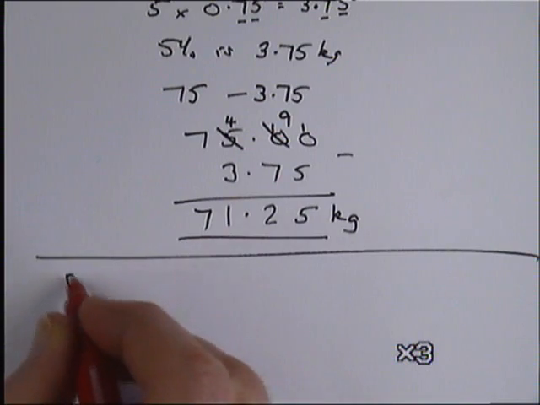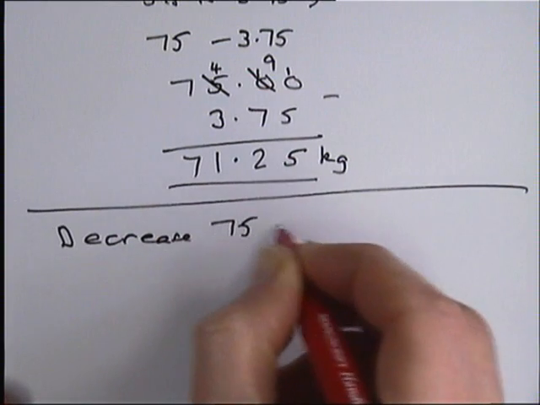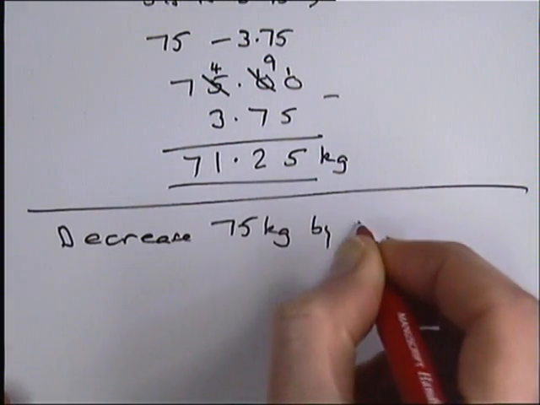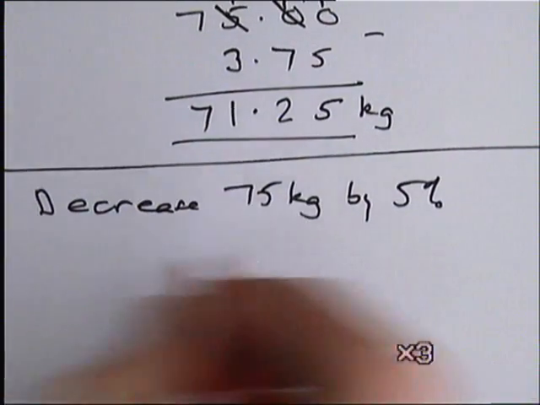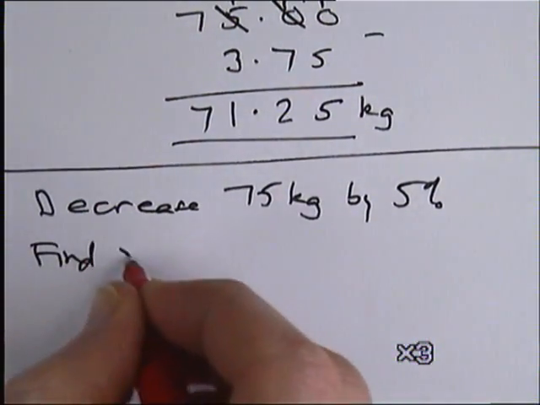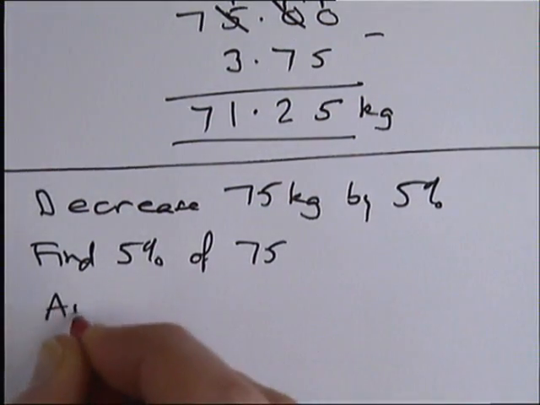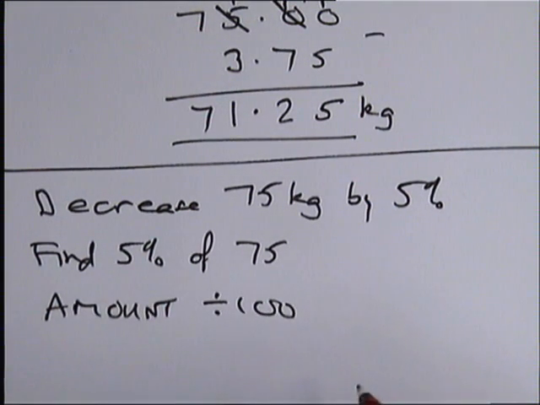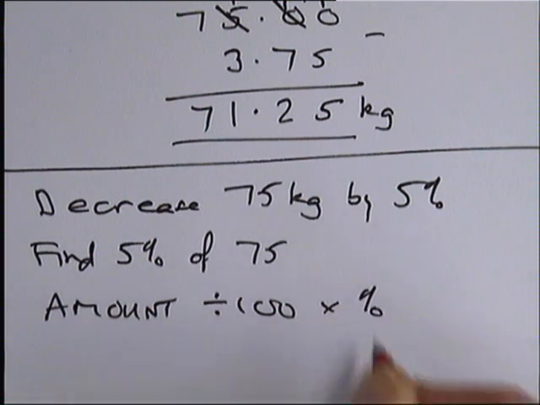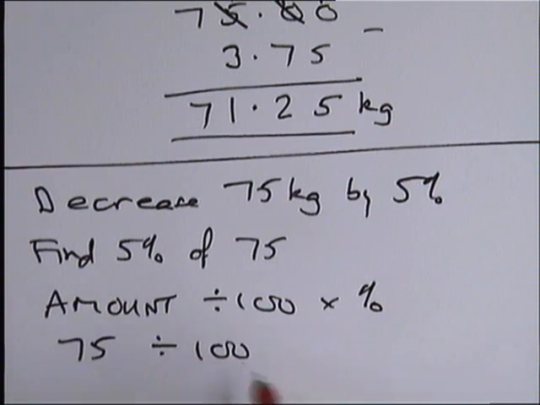Now I'll do the same question again using a calculator. So just to remind us what we were doing, we were decreasing 75 kilograms by 5%. Just as in the last one without a calculator, first off I need to find 5% of 75. And if you remember what we did last time, we did the amount divided by 100, always divide by 100 for percent, and then times by your percent number. The amount here is 75. I need to divide that by 100 and times that by 5.